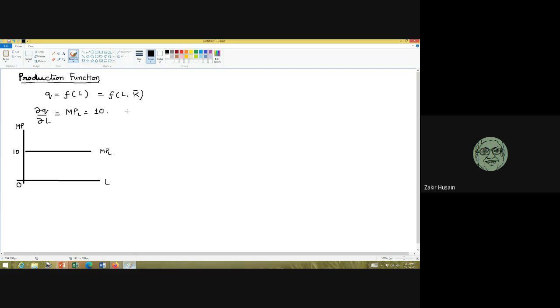This is MPL. In this case, if you just go on adding labor, output will go on increasing by 10 units. So if you hire an extra worker, output will go up by 10. Another worker, output will go up by another 10, and this will continue forever. So if we have a factory, remember capital is fixed, all the other factors are fixed, and we are just hiring more labor. They are just coming into the room. So after some time, what will happen?